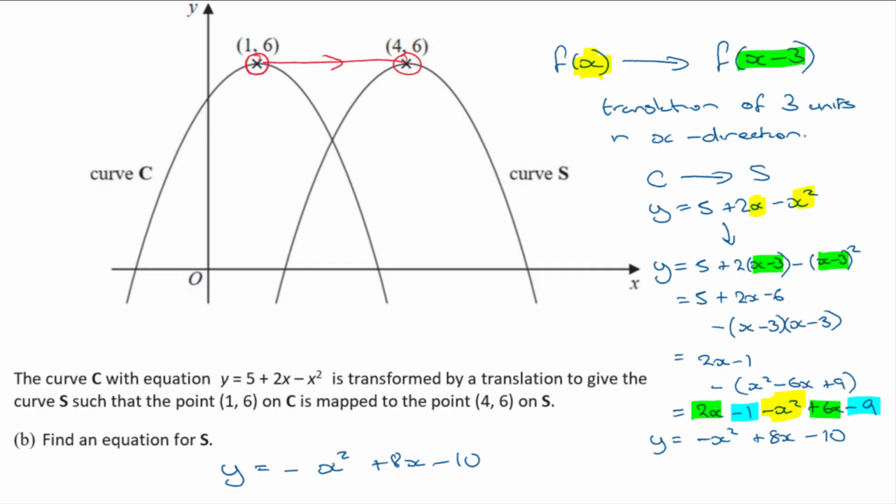Now I just checked the mark scheme and it looks like they gave full credit for this one up here.